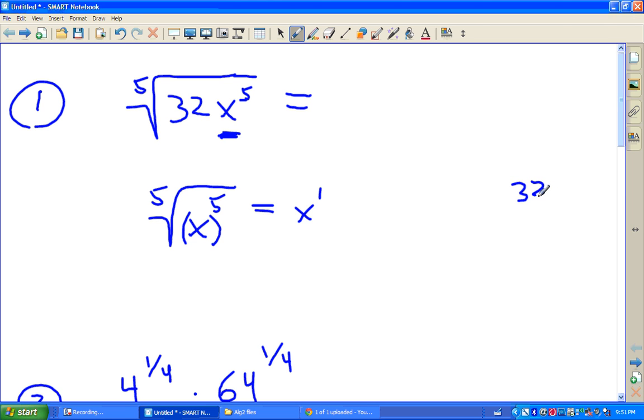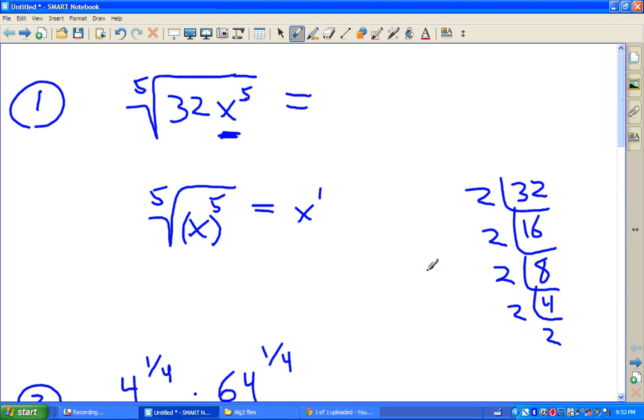Guys, there are a bunch of 2's in that? I think so. 2 divided into 32 is 16. 2 into 16 is 8. Oh, and I know 8 is 2 cubed, so that gives me 4 and 2 and 2. 1, 2, 3, 4, 5. This is 2 to the fifth. This is really just 2 to the fifth times x to the fifth.